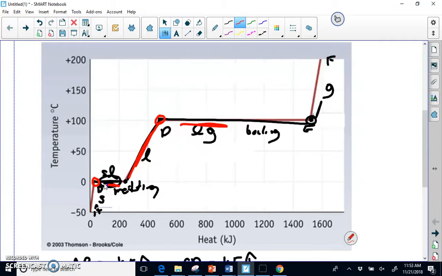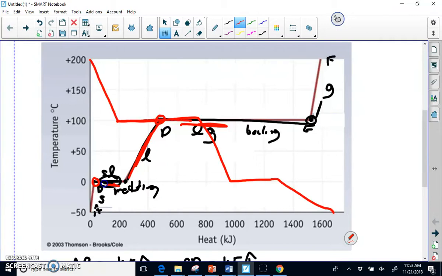Instead of adding heat, you're going to remove heat, and it would start as a gas. So the heating curve would look like this. The cooling curve would look like that, okay? And the only difference is that when you're removing the heat, when the line is going down, the molecules are moving slower, or you're decreasing kinetic energy.